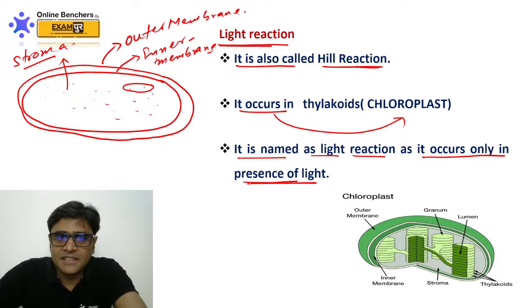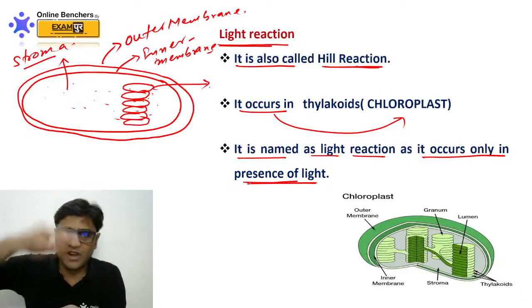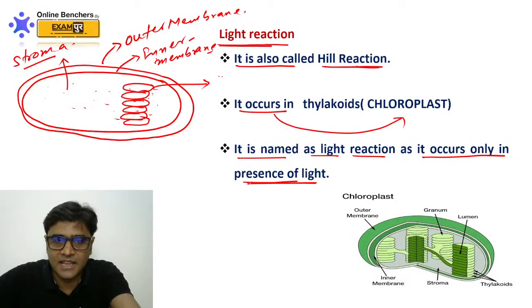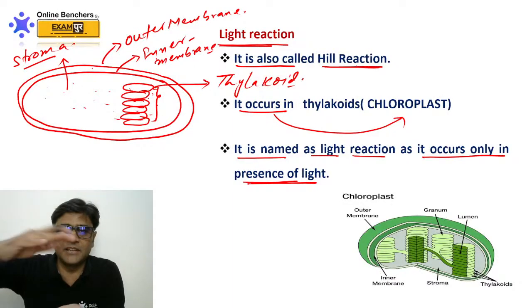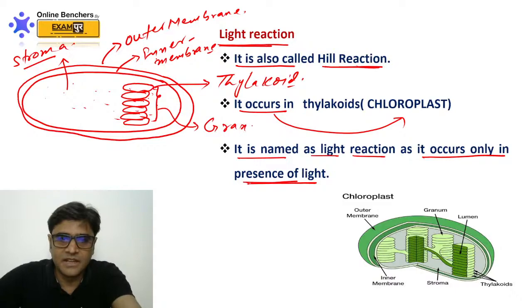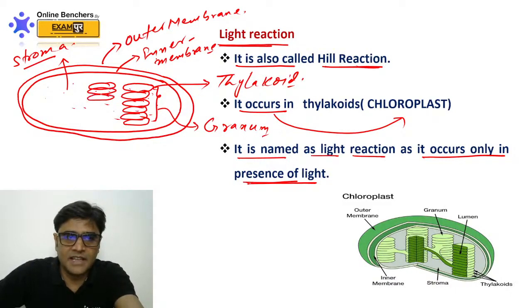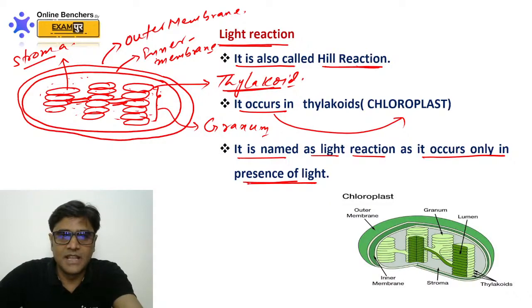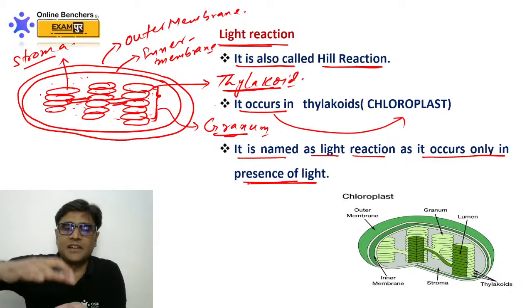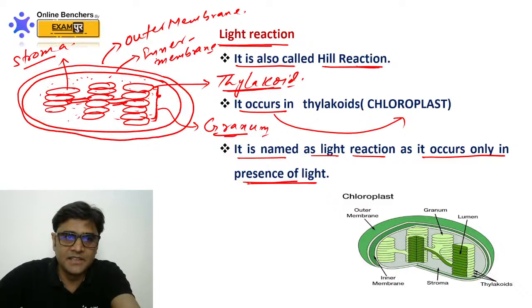In stroma we have coin-like or disc-like structures, and these disc-like structures are known as thylakoids. One coin-like, disc-shaped structure is known as a thylakoid, and a bunch or stack of thylakoids is known as a granum. Grana are connected by membranes. This space is known as stroma.